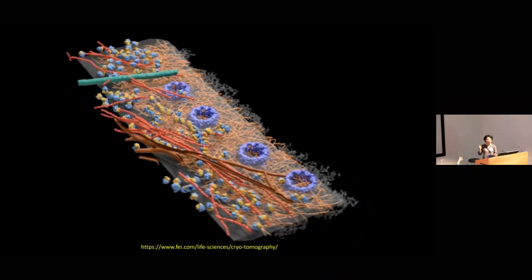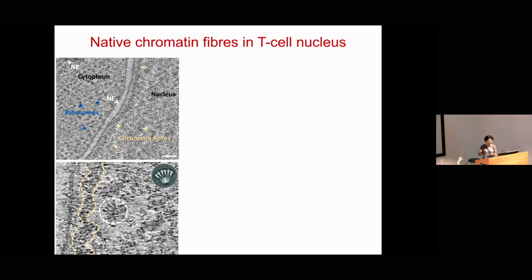Now we use this technology to cut very, very thin lamella on T cells, which is relevant to HIV infection. When you cut the lamella extremely thin, about 80 to 100 nanometers, which is quite challenging to do, you suddenly see a lot of clear pictures in the cell. This is a T cell. You see the nuclear envelope, this is the nucleus, the cytoplasm, you see ribosomes everywhere, and you see chromatin fibers that have never been seen so clearly, so crisply before.